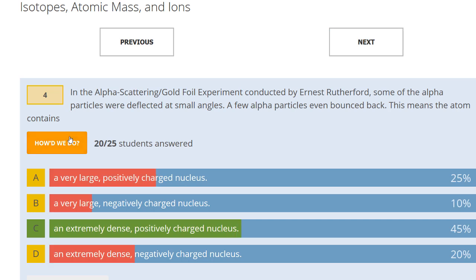Means that we have an extremely dense, positively charged nucleus. First of all, it has to be extremely dense because, again, what happened to most of the alpha particles? They pass straight through, right? So the nucleus couldn't be very large. Means that that nucleus has to be very tiny and extremely dense. And why is it positively charged rather than negatively charged?